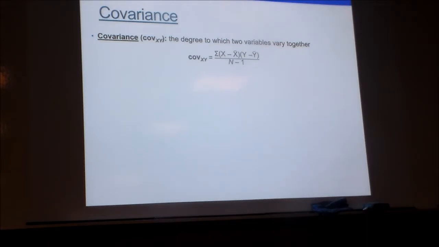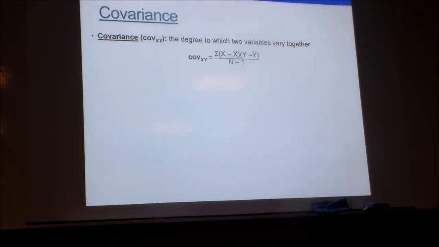Covariance is just a metric providing the extent to which two variables relate to one another, right? And covariance is calculated as the sum of, because we've got two variables here, our individual x's minus the mean of the sample, multiplied times the individual y's minus the mean of the y's, divided by our degrees of freedom.